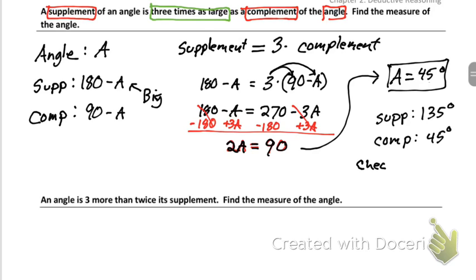All right, now I'm going to show you how to check. I'm going to do a small check down here to make sure I did everything right. My supplement needs to be 3 times as large as my complement for this to work. So just multiply your complement by 3 and see what you come up with. So our check is just 3 times 45. Well, 3 times 45 does equal 135. We're good. I can move on. It's a very quick check. And I'm done.